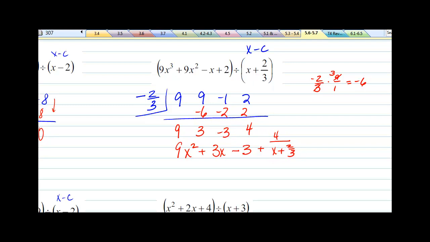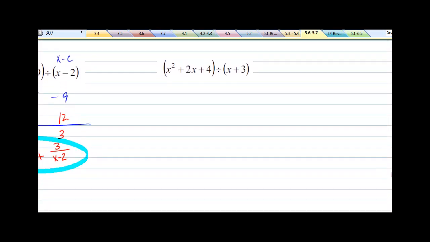And that's the answer to that division problem. Just wanting you to make sure that you see that if I have a plus sign here, when I take out this c and write it over here, I have to write it as a negative. So let's practice that again.